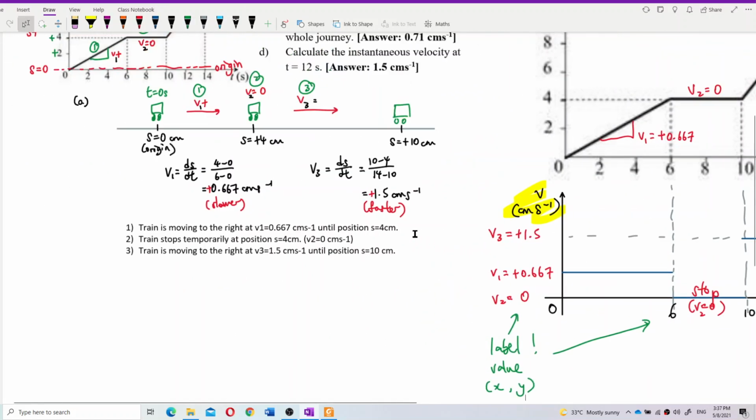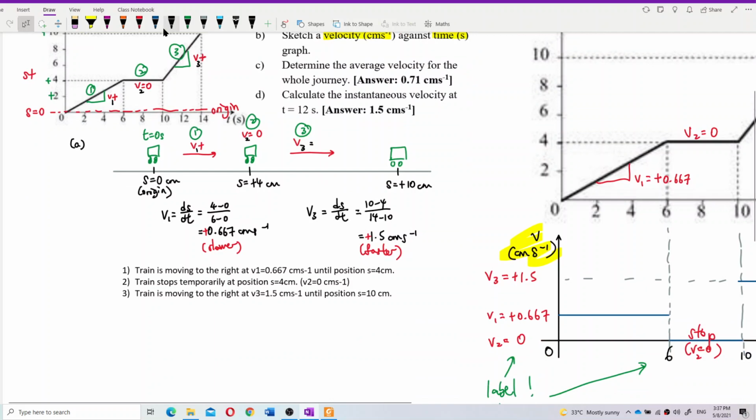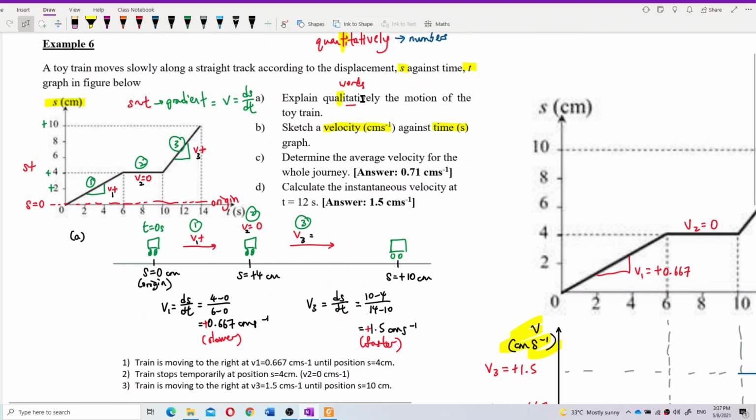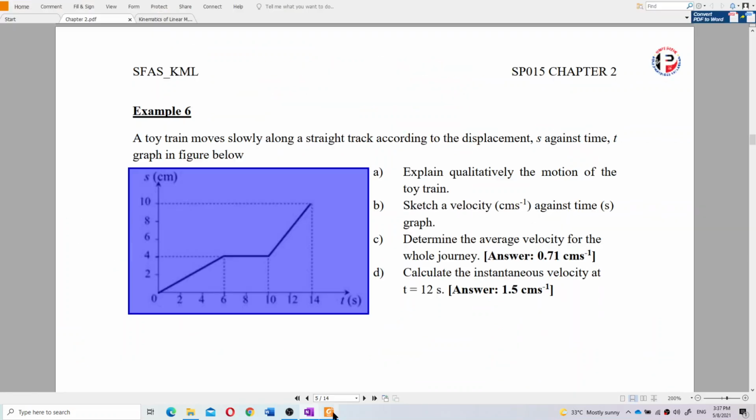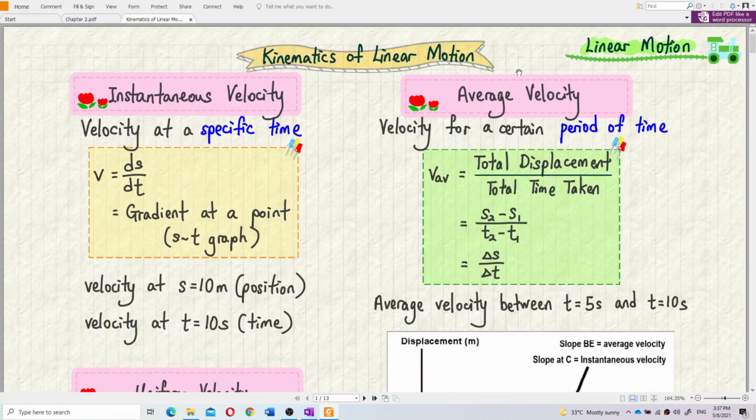Understand? Now, next, determine the average velocity for the whole journey. The whole journey is part C. So again, what is meant by average velocity? Average velocity is velocity for a certain period of time. Instantaneous velocity is only for a specific time, but average velocity is for the whole journey over a certain period of time. So we need to divide by the total time taken. Average velocity is total displacement divided by total time taken.